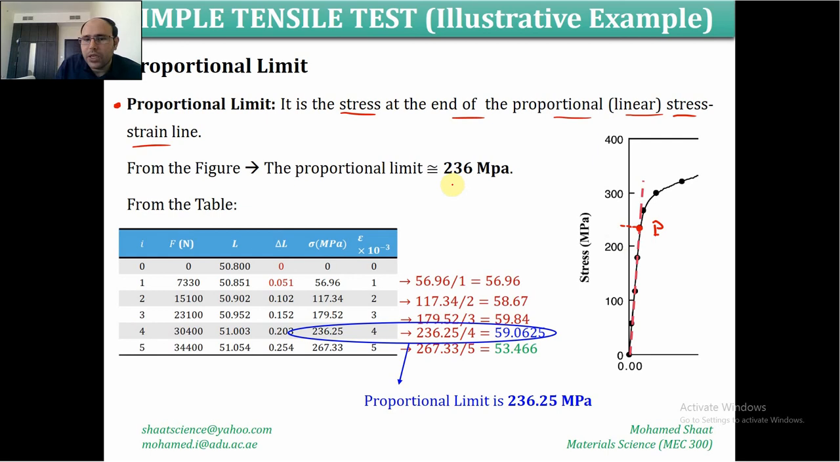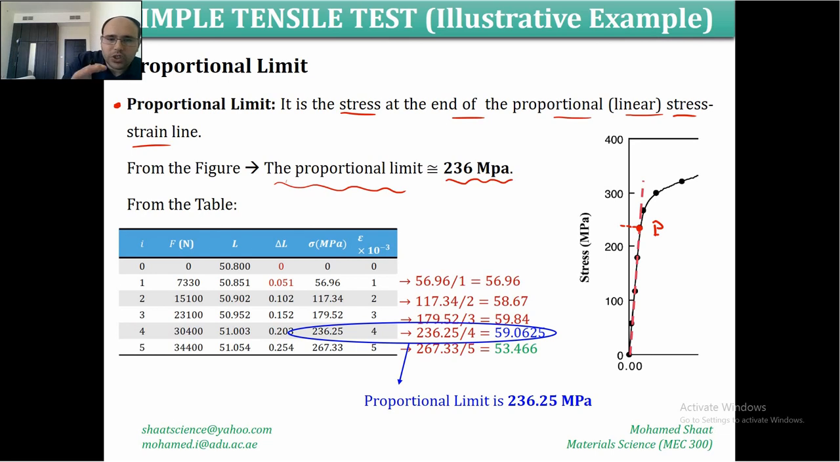This is going to give you the proportional limit, which, if we did so for this material, is going to be around 236 megapascal. Why megapascal? Because the stress is already in megapascal and we are collecting a stress value that corresponds to this proportional limit point. This is how we can derive it from the figure.